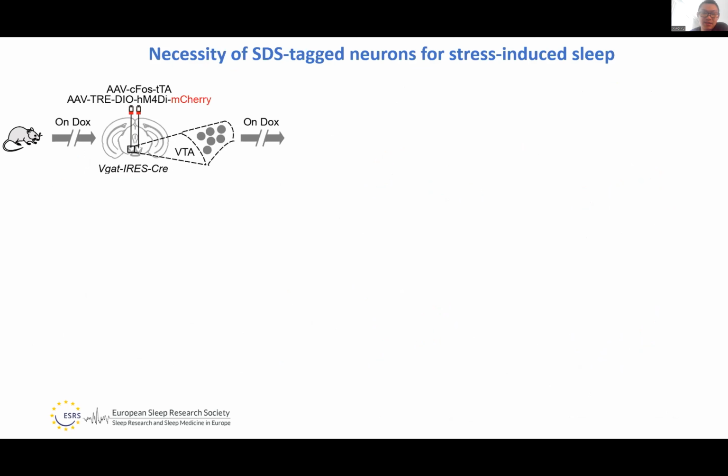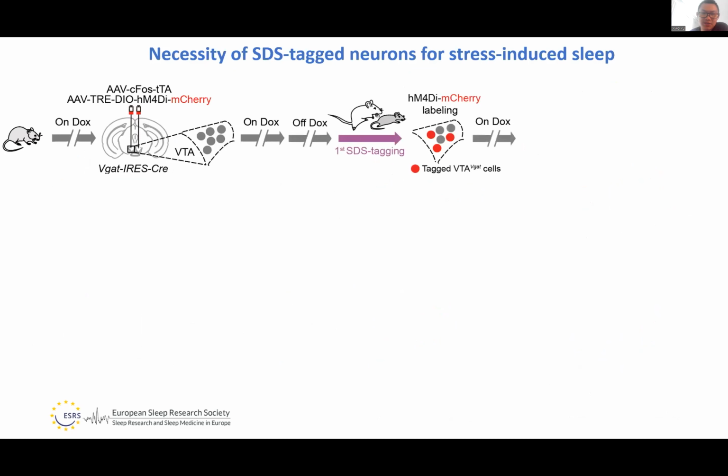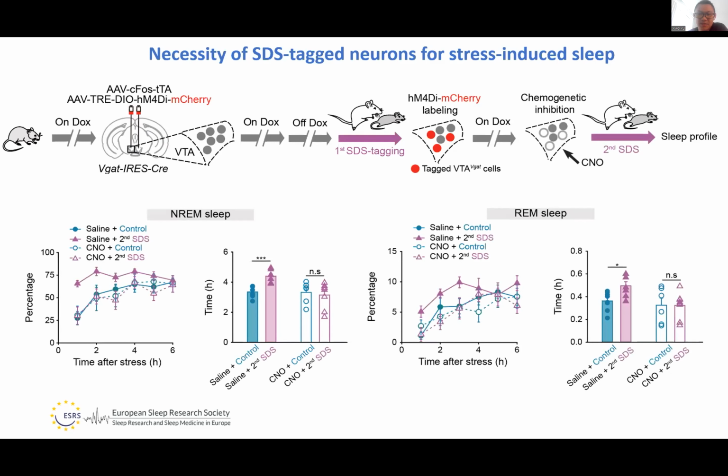And to examine the necessity of those subsets for stress-induced sleep, we chemogenetically inhibit social defeat stress-tagged GABA cells using cFos-dependent hM4Di. The mice were co-expressed with the activity tagging cFos genes, and were subjected to a first stress episode to allow cells to become tagged with hM4Di, and then given CNO to inhibit the tagged neurons. The mice were subsequently challenged with a second bout of stress episode. As we can see here, social defeat stress-induced sleep was diminished after chemogenetic inhibition of tagged VTA-VGAT neurons, suggesting these cells are necessary for stress-induced sleep.